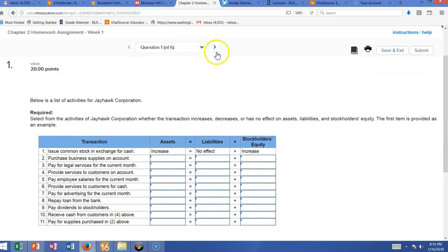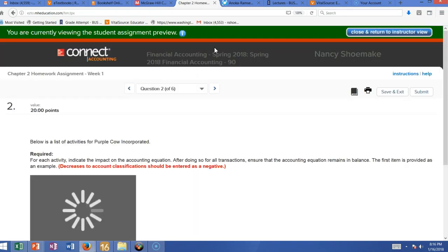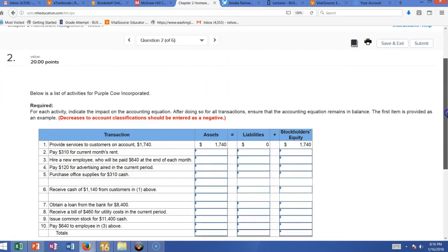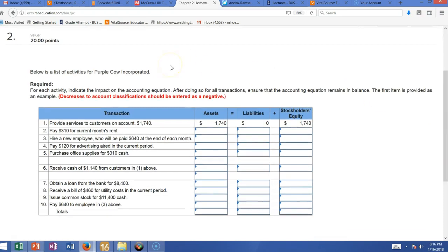That's similar to what we've been doing. Increase, decrease, liabilities. This is when, for example, how does it affect the liabilities or the assets? If we pay $310 for current month's rent, what happens to assets? They go down $310, don't they? What happens over here? Stockholders' equity will go down $310. See what I'm doing?